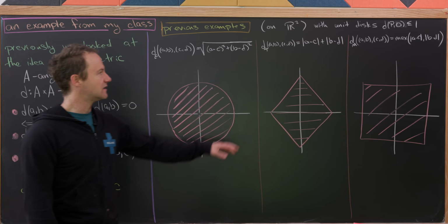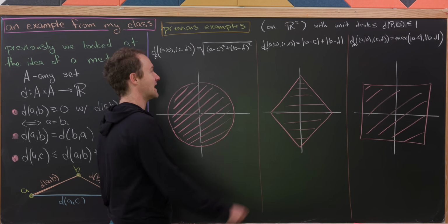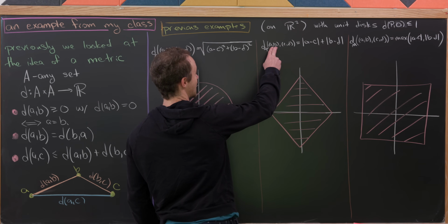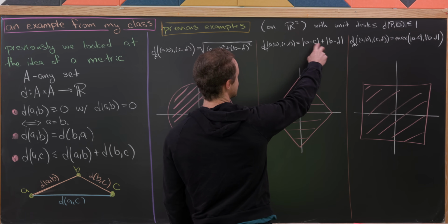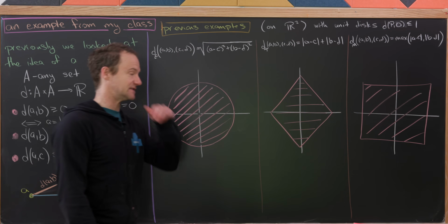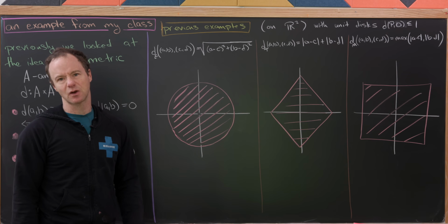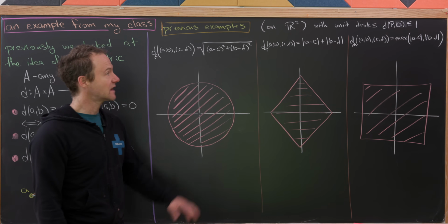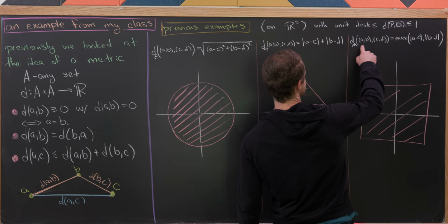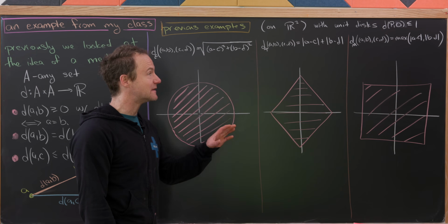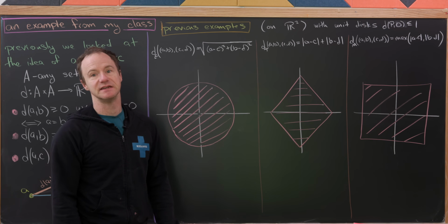or the points that are within 1 unit from the origin. Then the other metric we looked at is something called the taxicab metric. And that's given by the distance between points (A, B) and (C, D) is the absolute value of A minus C plus the absolute value of B minus D. And that gave us unit disks of the following shape. So it's like a square on its side. Then there was this maximum metric, and that gave the distance between (A, B) and (C, D) to be the maximum of the absolute value of A minus C and B minus D.